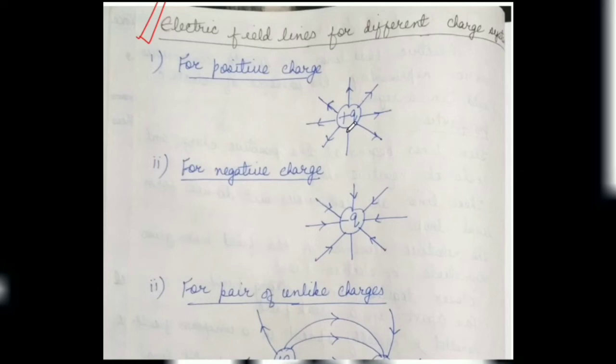So I told you already that due to a positive charge the field lines move away from the positive charge. The closer these field lines, the stronger is the electric field. The farther apart these field lines, the weaker is the electric field. Same for a negative charge also, but the direction is towards the negative charge. These are the directions of field lines.